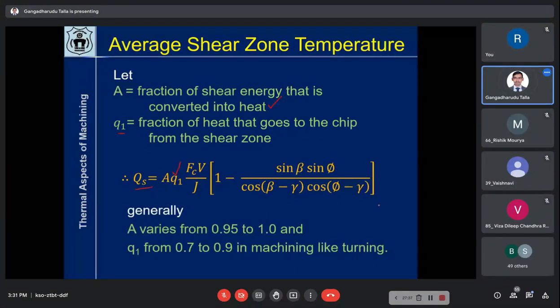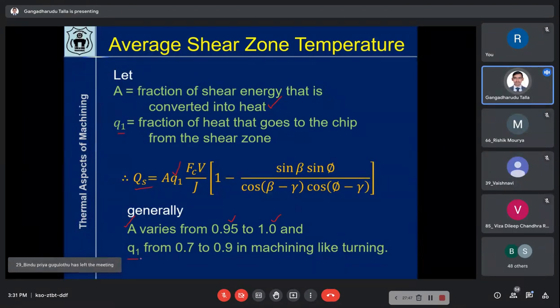Generally, this A varies from 0.95 to 1. So almost all the shear energy is converted to heat. And this Q1 is about 0.7 to 0.9. So out of the heat generated, about 90% is going into the chip from the shear zone.